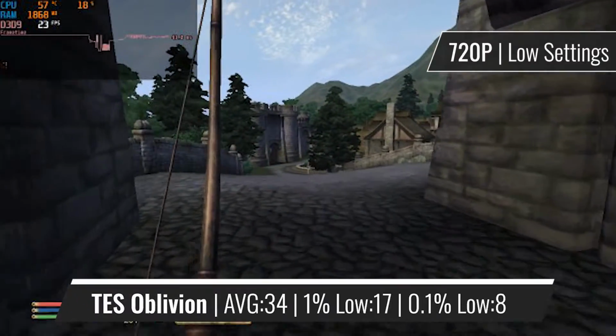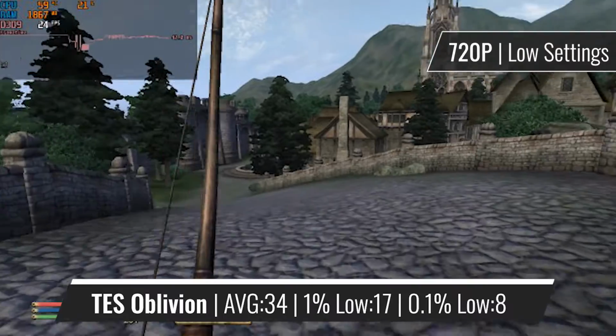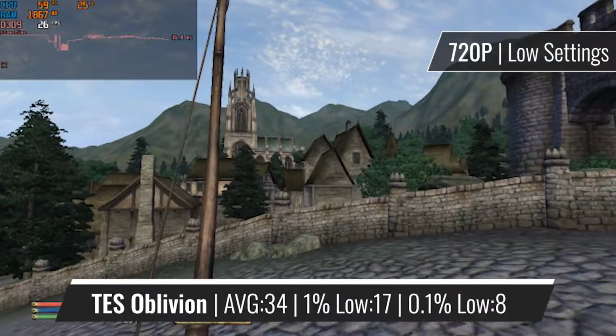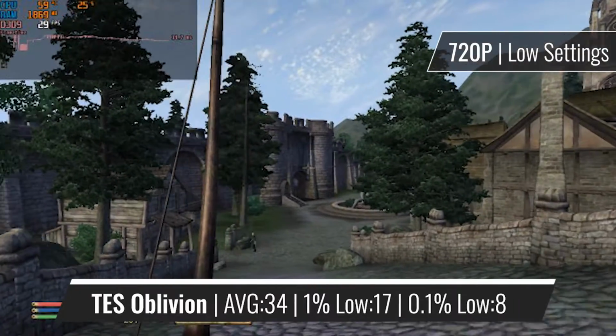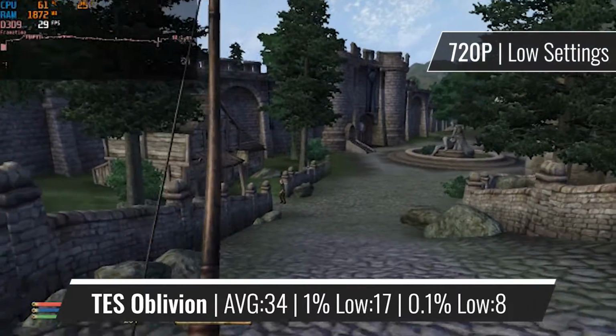The Elder Scrolls: Oblivion was another surprisingly well-running game. Although you can feel quite a few stutters here and there, you need to keep in mind that it is essentially running on an integrated GPU, so this level of performance is acceptable.